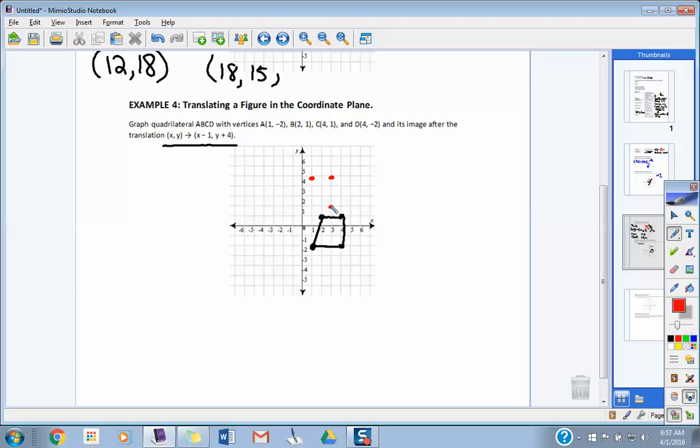And left 1 and up 1, 2, 3, 4. Guys, are we looking okay on this? Yeah. That's pretty easy, isn't it?